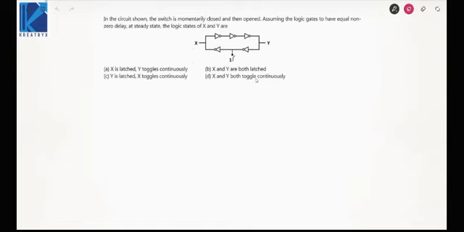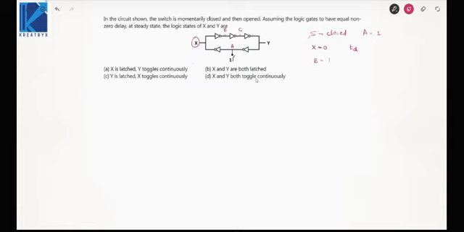Next question. In the circuit shown, the switch is momentarily closed then opened. Assume that the logic gates have equal non-zero delay. At steady state, the logic states of X and Y are. If the switch is momentarily closed, it means if S is closed, this signal, let us say A, becomes 1. That means X will become 0 at TD. Okay. Then B, C.